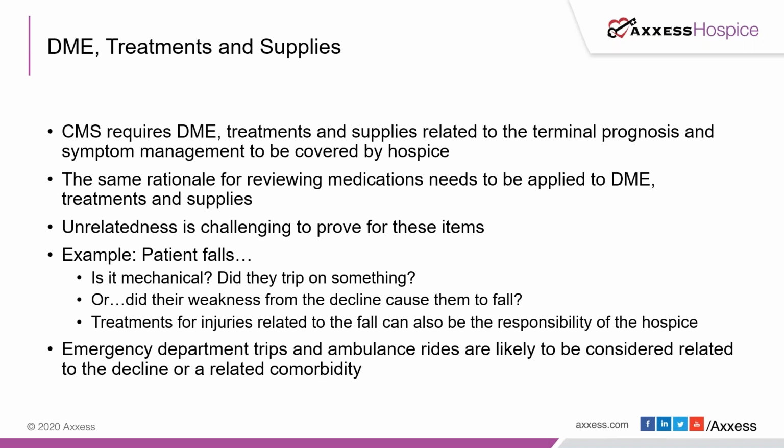So with DME and supplies, it's really hard to figure out how to not have those be related. But also look at treatments, for things like a patient fall. Is it a mechanical fall? Did they trip on something? I had a patient once who was on hospice for bradyarrhythmias, and he had syncopal episodes and would fall down prior to coming on hospice and on hospice all the time. So his falls were definitely related to his terminal prognosis and the diseases causing that.